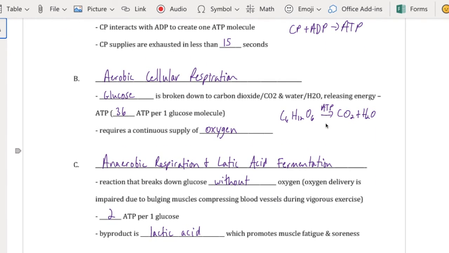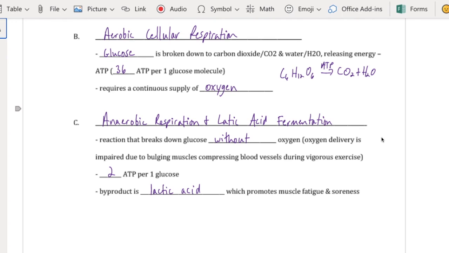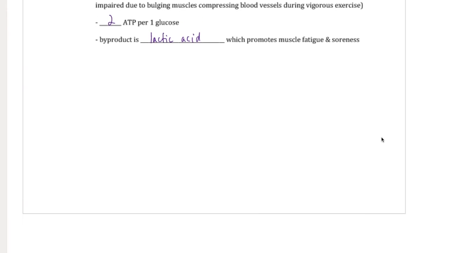We also have aerobic respiration. This is the one you remember from cellular respiration. We have glucose broken down, and CO2 and water are released. We make about 36 ATP molecules per 1 glucose, and this requires a continuous supply of oxygen. If we don't have that oxygen, then we go into anaerobic respiration, or lactic acid fermentation. This is what happens when we break down glucose without oxygen, and it's for those long exercises where you start to feel a lot of muscle soreness. We get 2 ATP molecules per 1 glucose, and the byproduct is lactic acid, which promotes muscle fatigue and soreness.